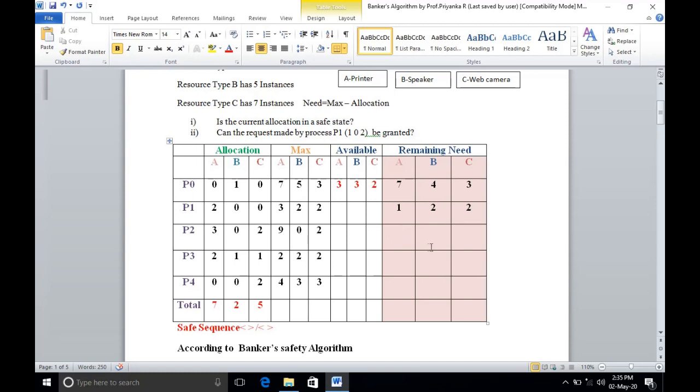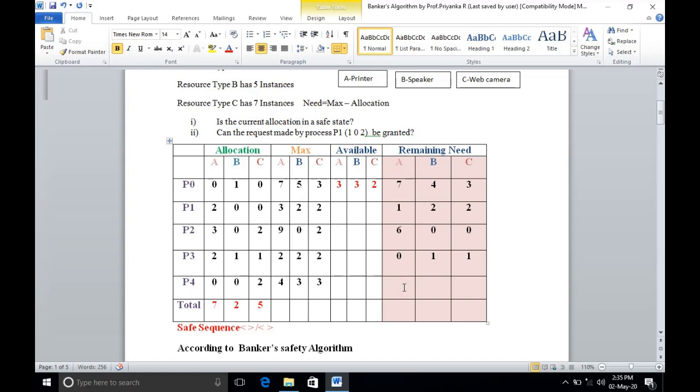So next, 9 minus 3 will give us 6. And here the maximum is 0 and the allocation is also 0. So it is 0. So 2, maximum is 2, allocation is 2, so 2 minus 2 will give us 0. Next, maximum is 2, allocation is 2, will give us 0. Next, 2 minus 1 will give us 1. Next, maximum is 2, allocation is 1. So again we'll get the answer as 1.